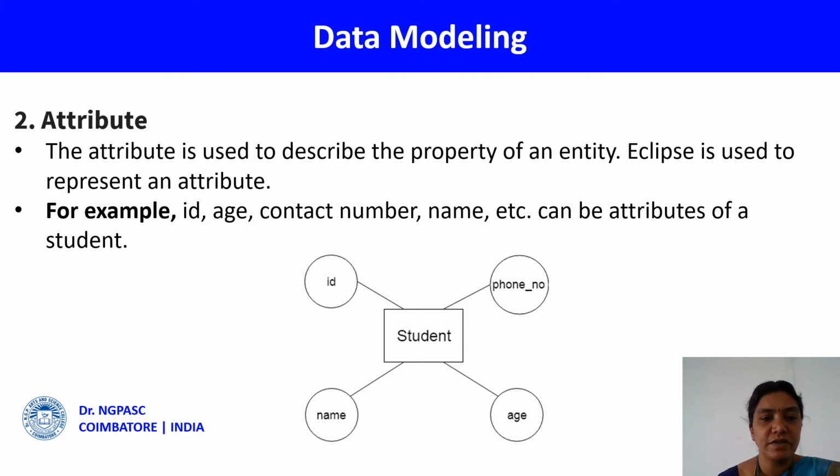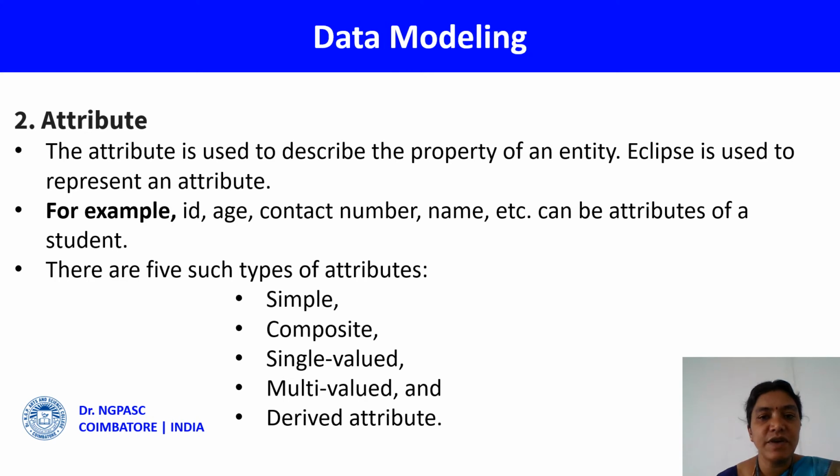So attribute is nothing but it is used to describe the property of an entity. As I have told you already, attribute is the characteristic of an entity. So here the symbol ellipse is used to represent an attribute. Say for example, if you are going to store information about a student, here student is the entity and the different attributes are ID, phone number, name and age, which are all the attributes of the entity student.